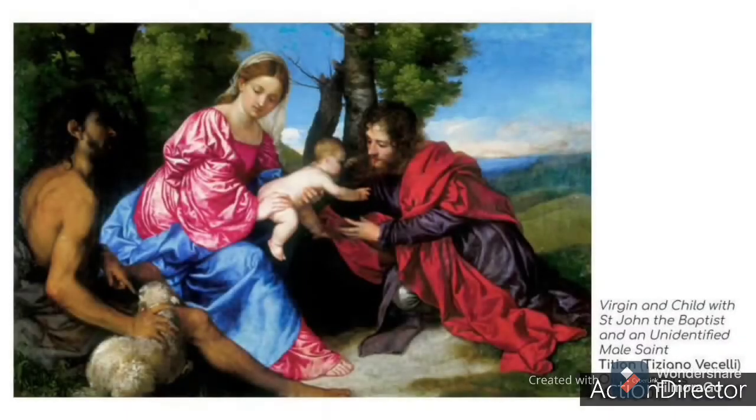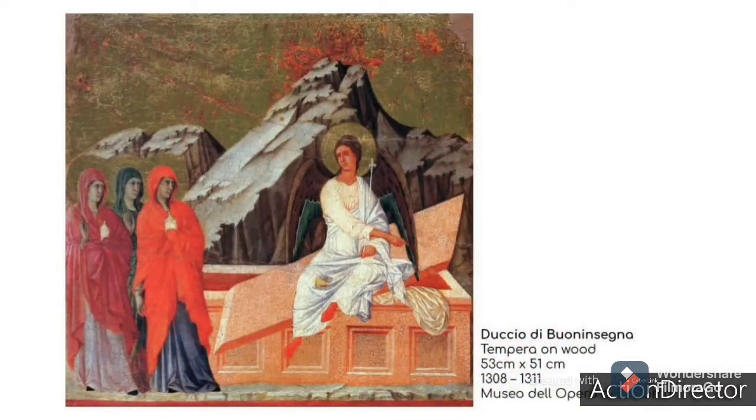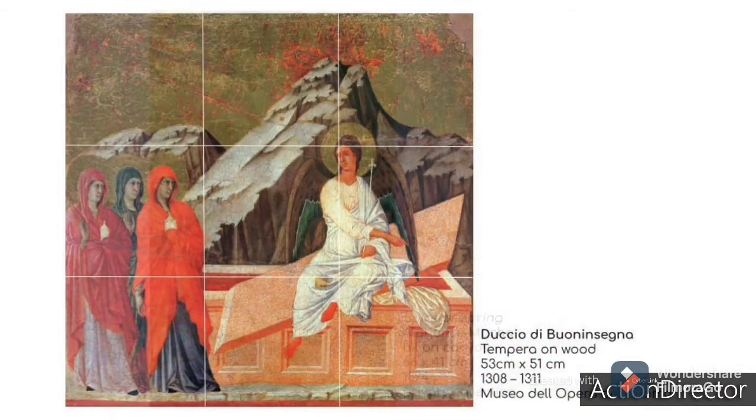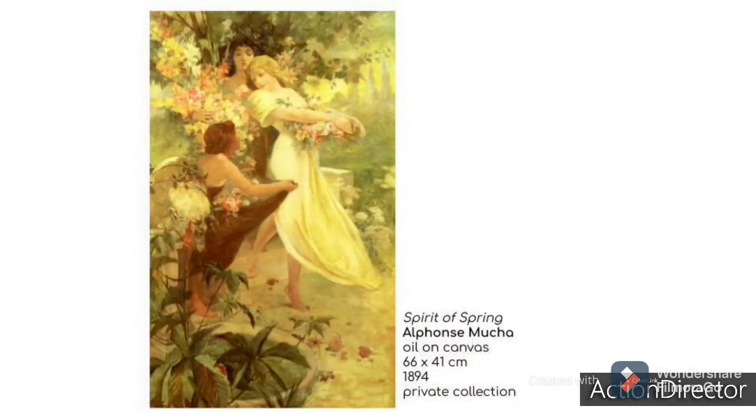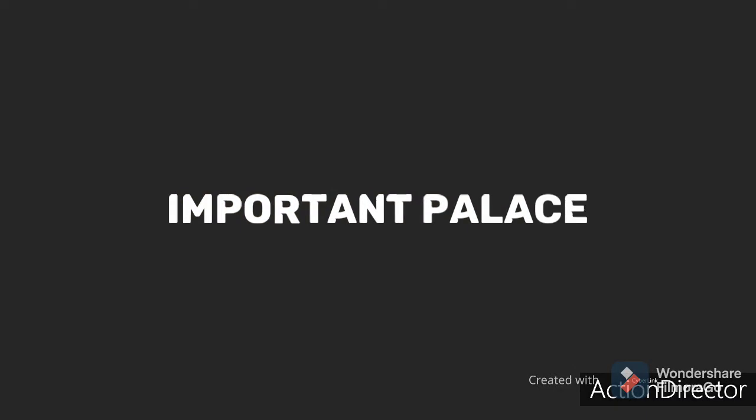The rule of three can be found in many great masterpieces throughout history, and many of these artists did this unknowingly. Today, we are going to use it on purpose. Our project today is called Important Palace.